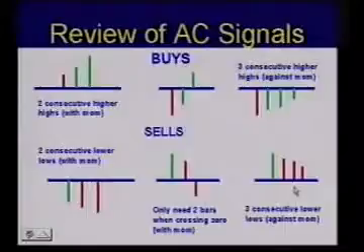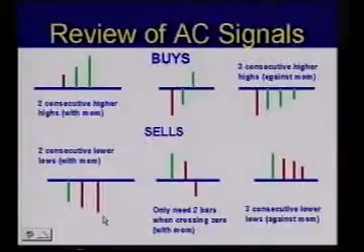Your AC sells are just the opposite, so it's a review. 3 consecutive lower lows against momentum after a color change. In this case, we have a color change in your special case when crossing zero, so you only need 2 lower lows. And then here we have it 1 color change, and then you have 2 lower lows. That's your pristine AC signal.